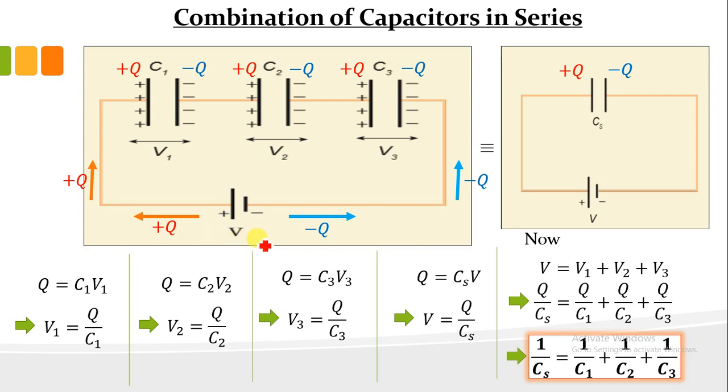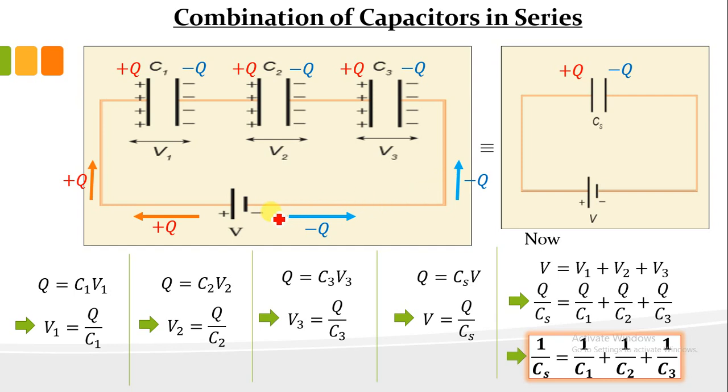Okay, what is the meaning of series here? Series means when the second plate of the first capacitor is connected with the first plate of the second capacitor and so on, and then finally the two ends, the first plate of the first capacitor and the other, negatively charged plate of the last capacitor, are connected with the terminals of a battery. Then you can say that these three capacitors are connected in series.